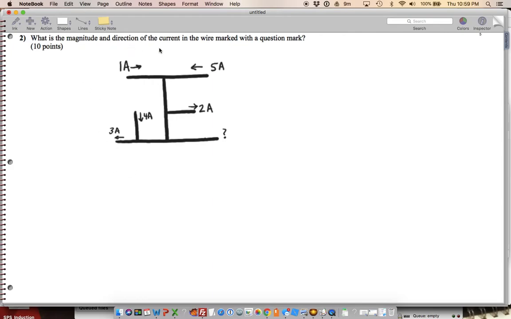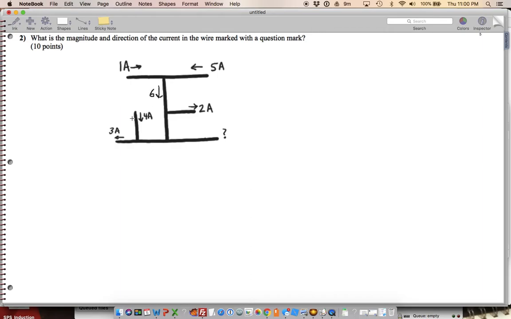So this is number 2. And so what's the magnitude and direction of the current in the wire marked with a question mark? Okay, so the way I always start these problems is I'm going to start from the top and at a node. So I've got a node right here. I'm going to have current coming in, going down, current coming in, going down, and I'm going to add them. Anytime you have a node, currents add. So in this part, I'm going to have 1 plus 5 amps. So this is going to be 6 amps here, and I'm going to be going down.